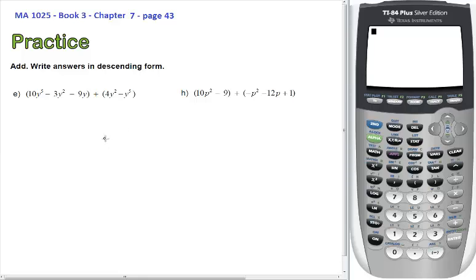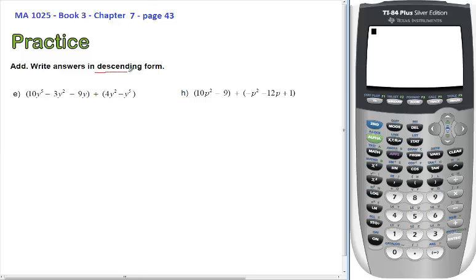Good day, students. Today we're going to look at some solutions to a couple of your practice exercises. These deal with adding polynomials, and they come from page 43 in chapter 7, book 3 of your Math 1025 booklets. And it asks us in the instructions to add and write the answers in descending order.